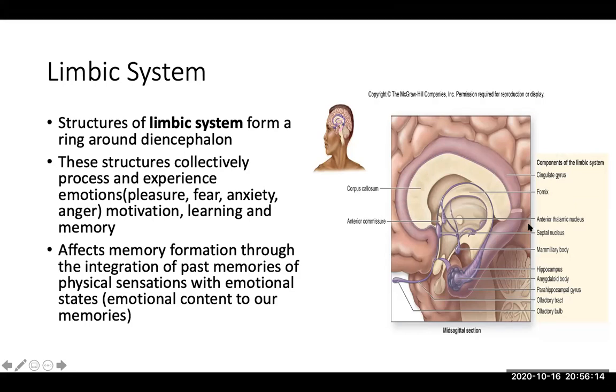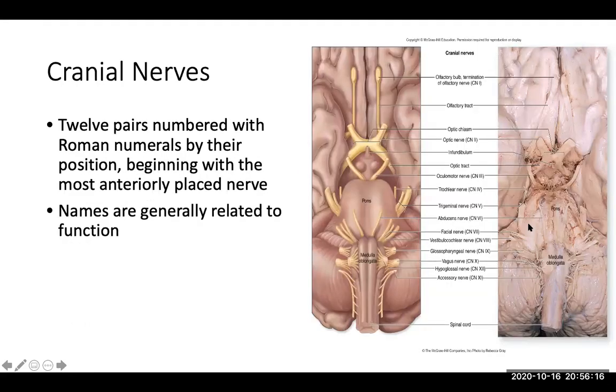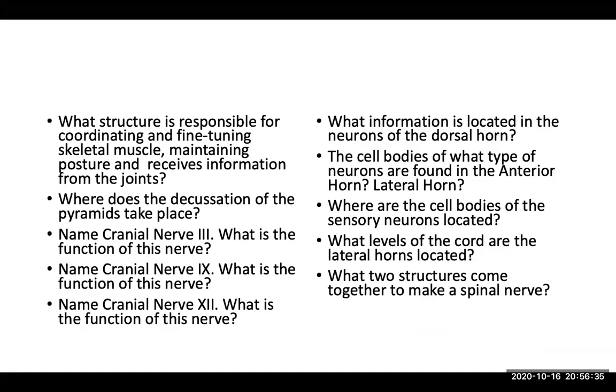Then you have cranial nerves, which are 12 pairs numbered with Roman numerals by their position, beginning with the most anteriorly placed cranial nerve, which is your olfactory nerve, cranial nerve number 1. The names are generally related to their function, which will hopefully make it a little easier on you. Here's a break slide, and this takes you through some of the questions about these cranial nerves and what the functions are. Because we're only listing some of these, maybe those are ones you should focus on.